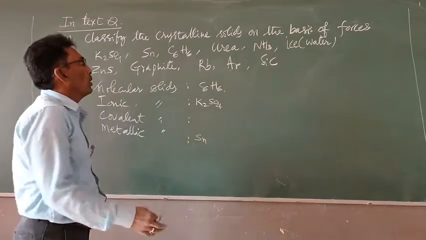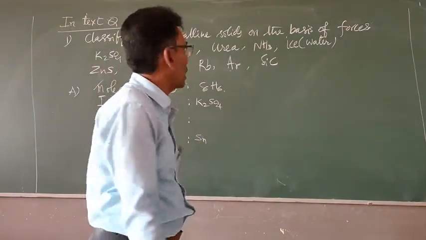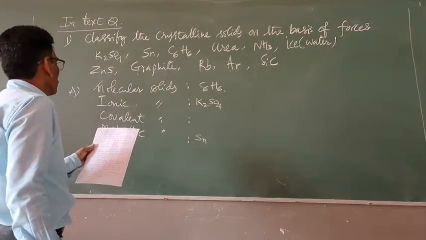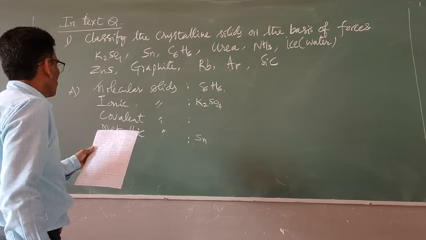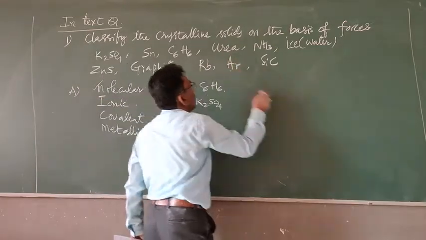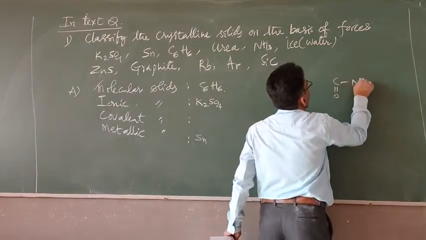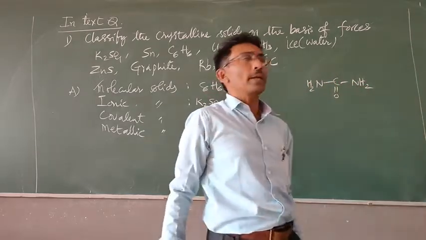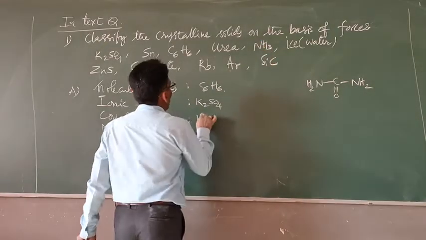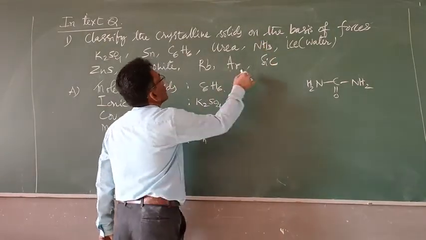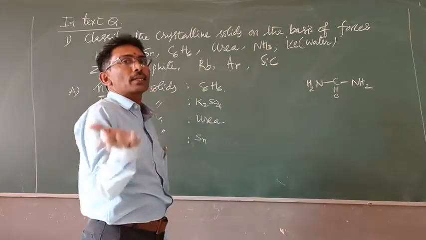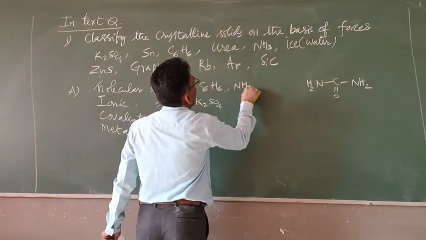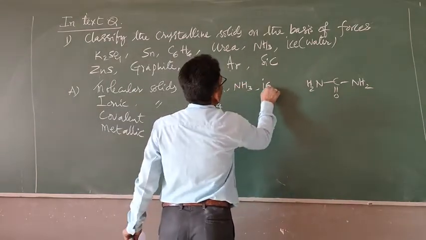Next, urea, CONH2. What are the bonds in urea? C double bond O, NH2 and NH2. Covalent bonds are present here, so urea is a covalent solid. Ammonia is attracted by another ammonia with hydrogen bonds, so it is a molecular solid. Next, ice is also a molecular solid.